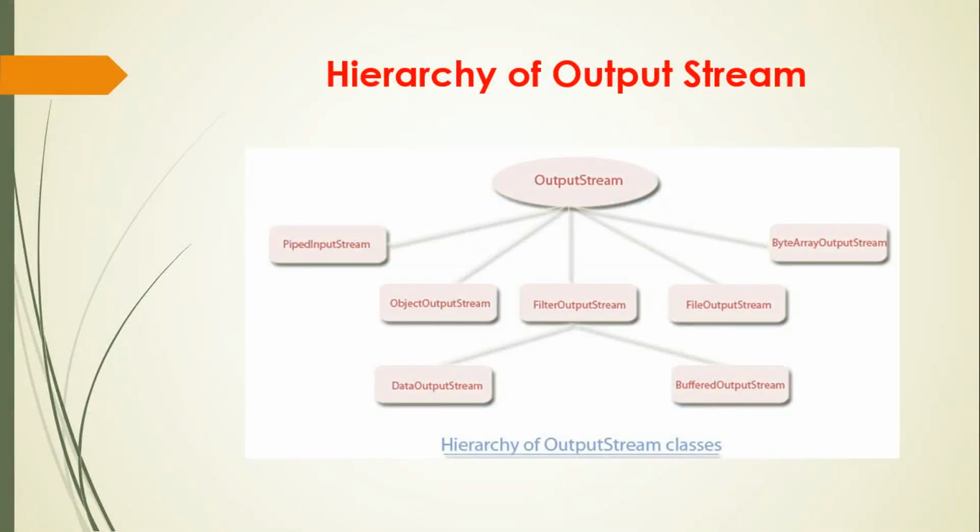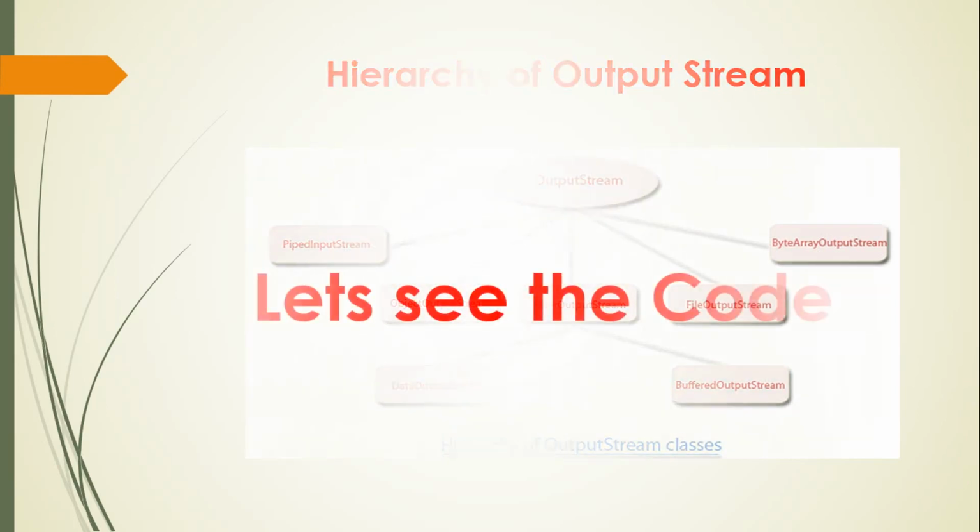This is the hierarchy of output stream. As we know, OutputStream is the superclass of all the output streams, and it has some subclasses, that is PipedOutputStream, ObjectOutputStream, FilterOutputStream, FileOutputStream, and ByteArrayOutputStream. And FilterOutputStream is divided into two categories, that is DataOutputStream and BufferedOutputStream. So this is the hierarchy of output stream classes.